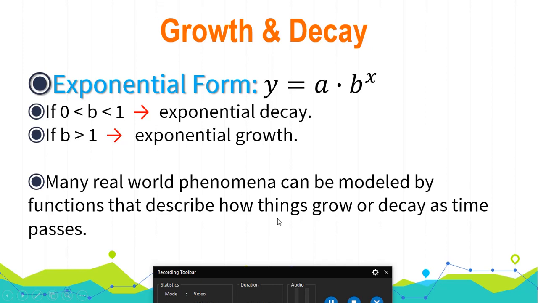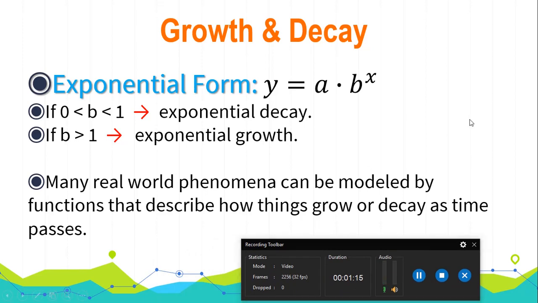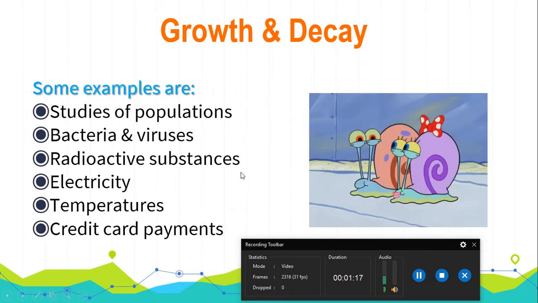In the real world, we can use exponential functions to model real-world phenomena. So we use this type of function in science, in statistics. We use it for electricity. We actually use it for the finance world with credit card payments. So it does have many uses to model what's happening.